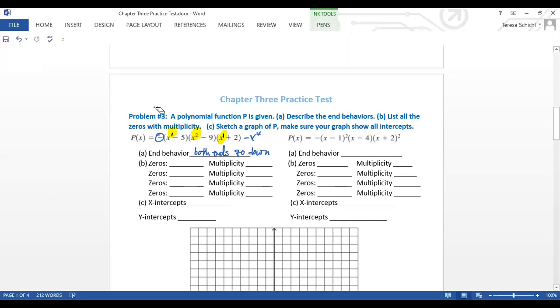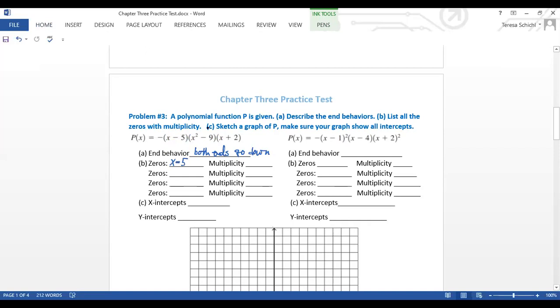Okay, so now let's take a look at the zeros. Zeros are what you get when you set all the factors equal to 0. This is nice enough, they already factored it for you, so you just set each one equal to 0. This one here is x minus 5, so the zero is at x equal to 5, right?